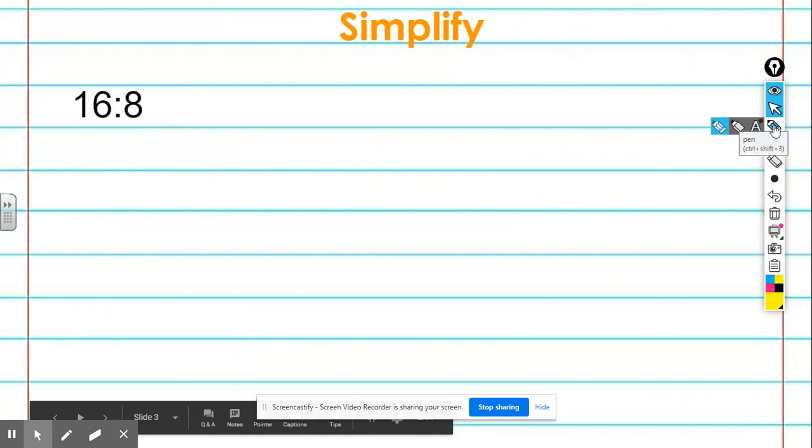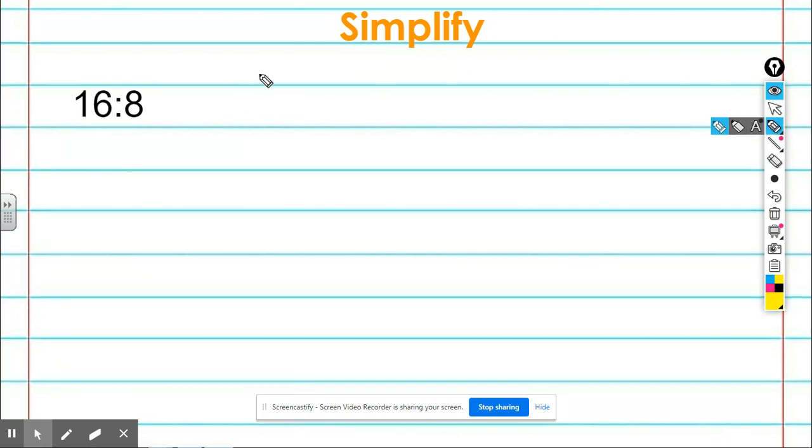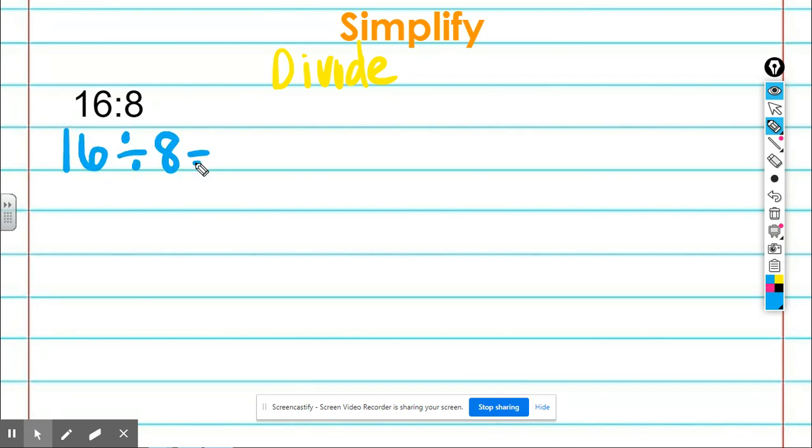The first problem we're going to start with is 16 to 8, and we're going to simplify this. Reminder, simplify means to divide. So we need to divide both 16 and 8 into its simplest form. So the first thing that you could do is see, can 8 go into 16? Yes, it can. So 16 divided by 8 is 2. We also know that 8 can be divided by 8, and that equals 1.